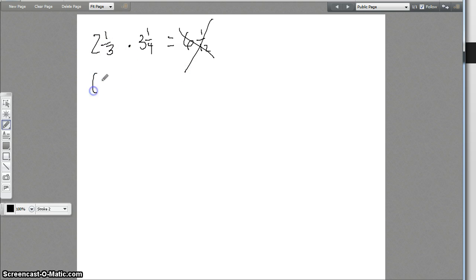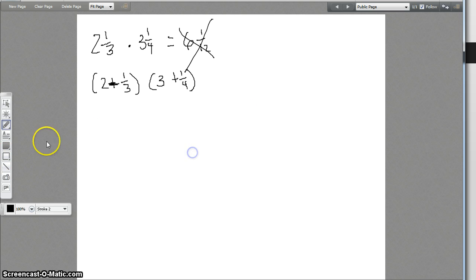2 and 1/3 is really the same as 2 plus 1/3. Sorry, that's supposed to be a plus there. 3 and 1/4 is really the same as 3 plus 1/4. And so we actually need to do binomial multiplication here.